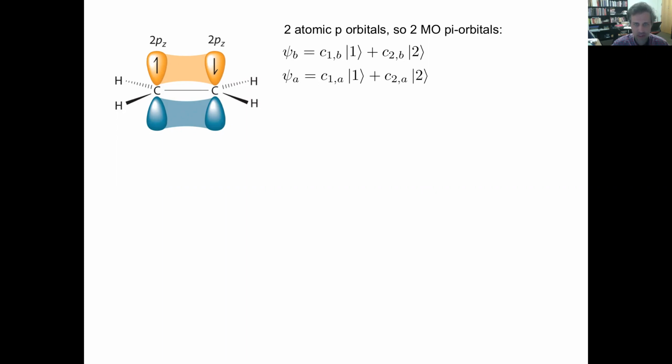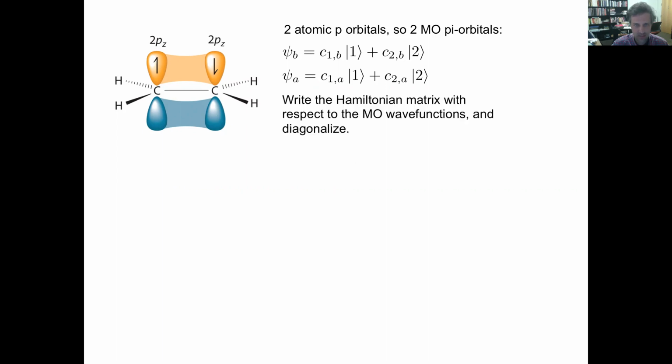We don't know what the coefficients are, but those coefficients are what we will find through the process of matrix diagonalization. If we find a column vector matrix, then we know exactly what those coefficients will be for the bonding and the anti-bonding orbitals, along with their energies. So we're going to write the Hamiltonian matrix in terms of these molecular orbitals. We know there's 2 molecular orbitals, we don't know the coefficients, and that is exactly what we're going to find by solving this problem through matrix diagonalization.